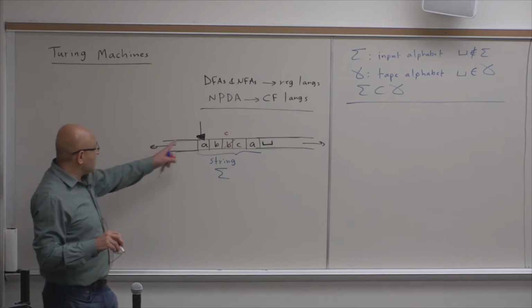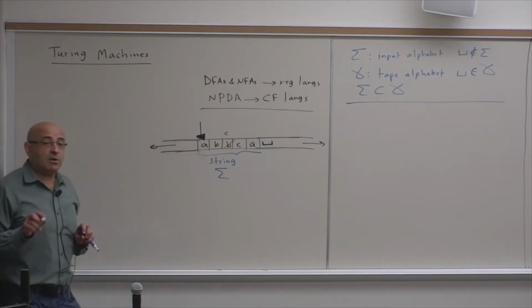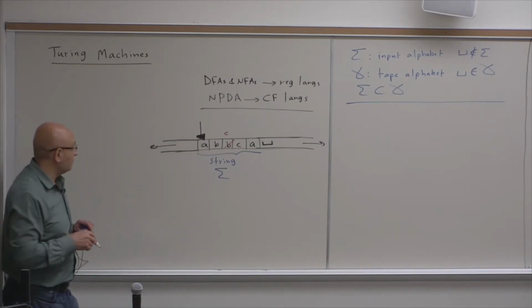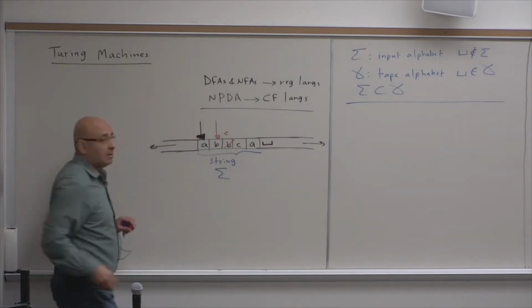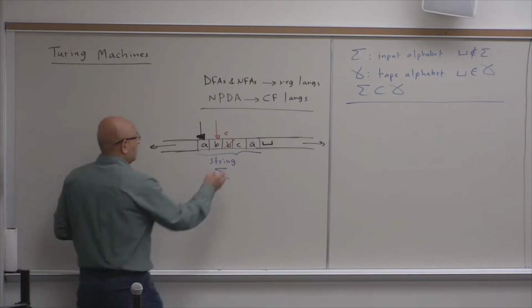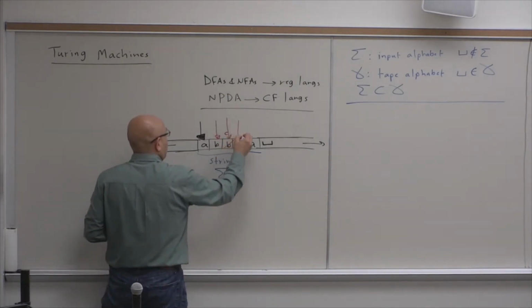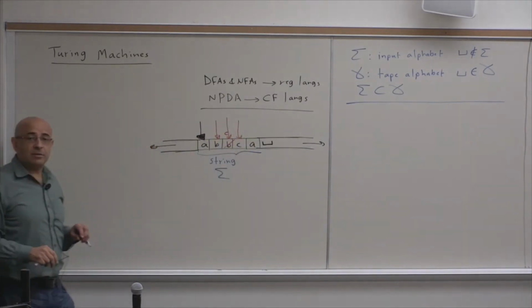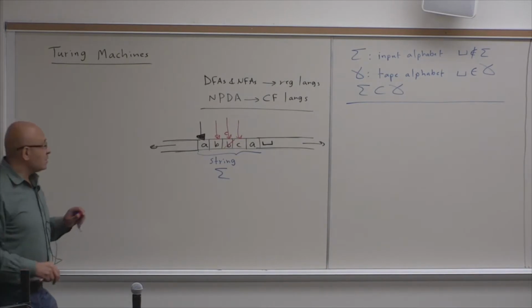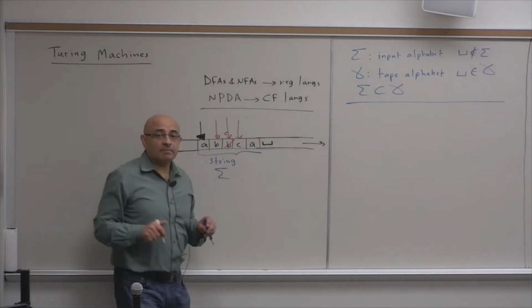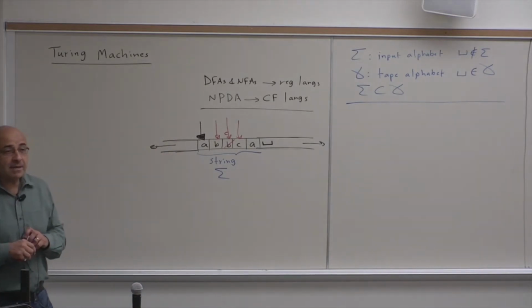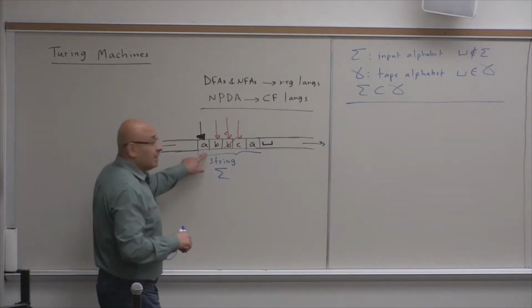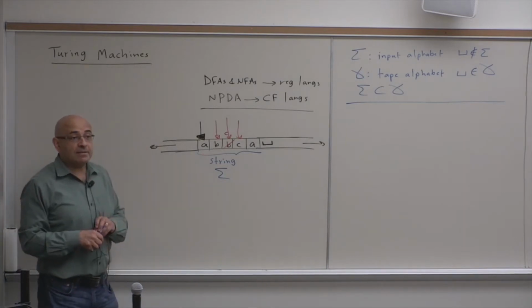And this head of the Turing machine can go left and right. So this head can go right, and it can also go back to the left. So if the head of the Turing machine can go left and right, this means that a symbol in the input can be processed multiple times.